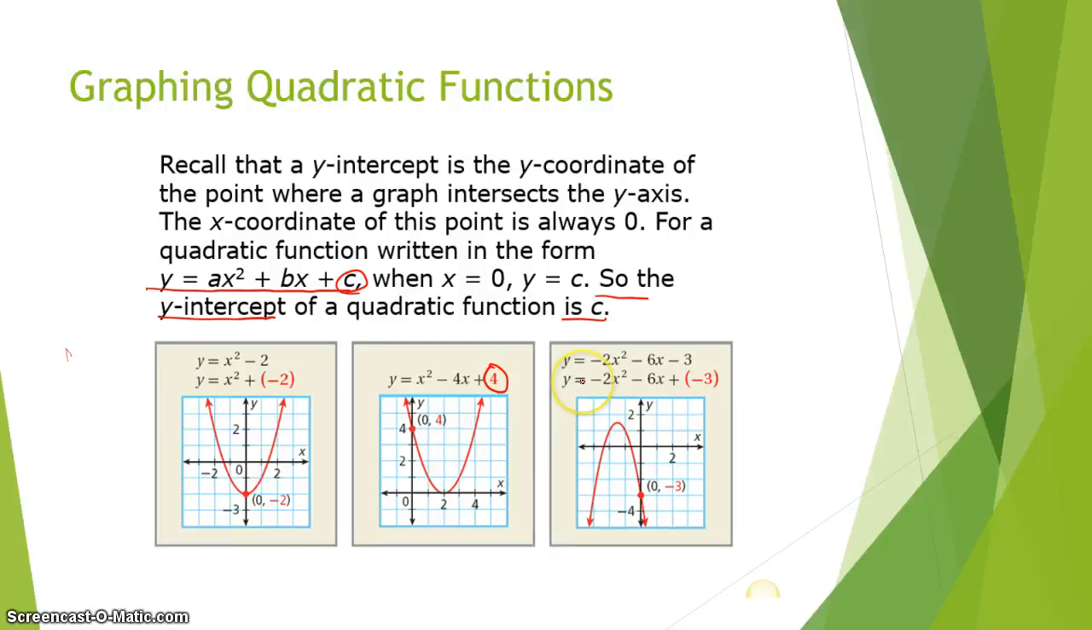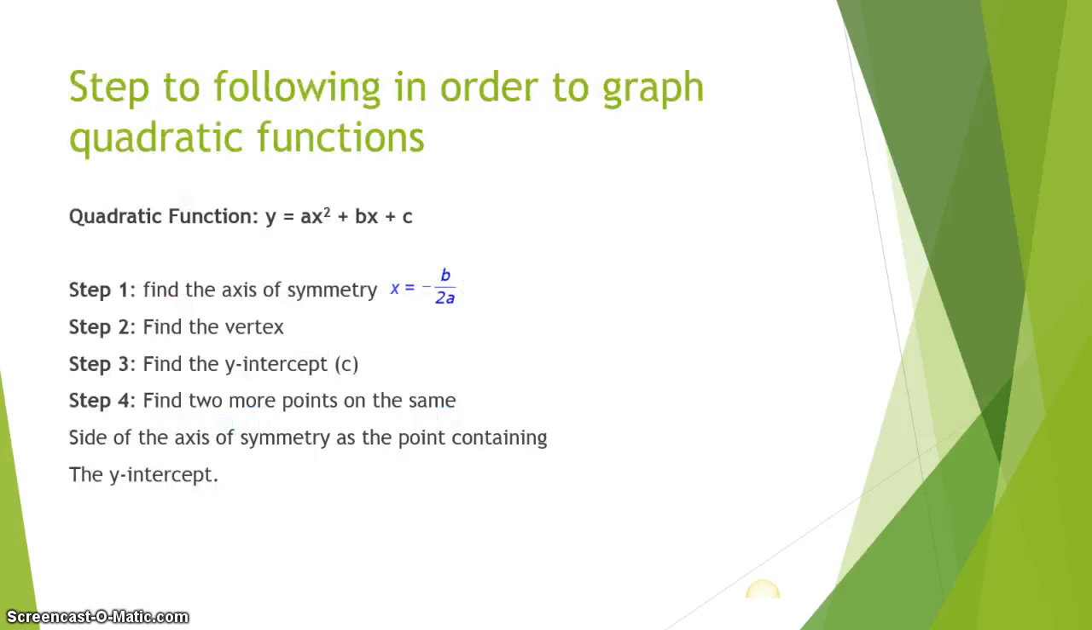Last one here, we have y equals -2x squared minus 6x minus 3. A -3 is my c value, which is representing my y-intercept, which crosses the y-axis at the value -3. So we're going to do some examples looking at graphing quadratic functions.